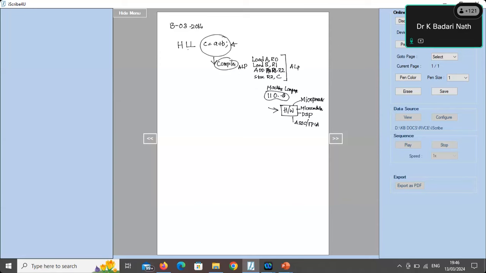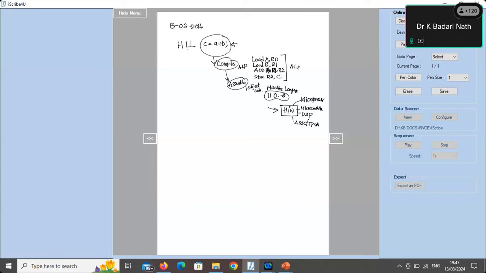Now again, this is in text format. The machine requires machine language. So what we do is we again use another tool called an assembler. The assembler will convert the ALP code into what is called machine language code, or we sometimes use the word object program or object code.